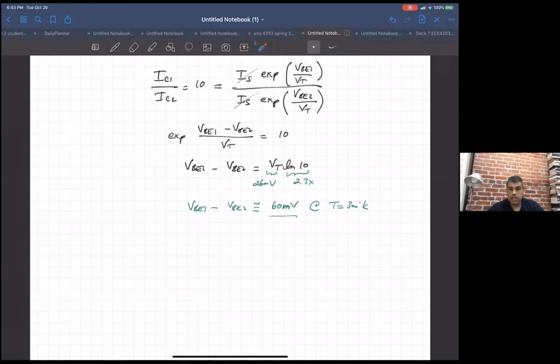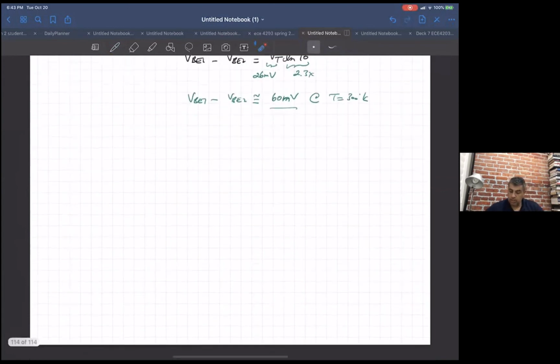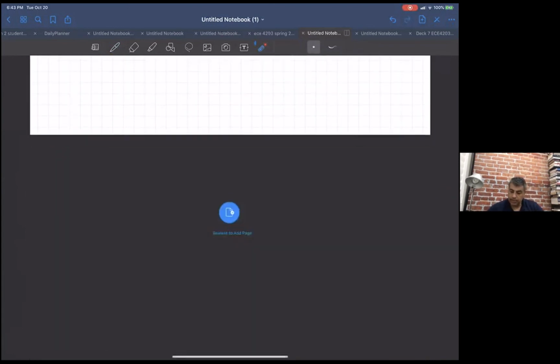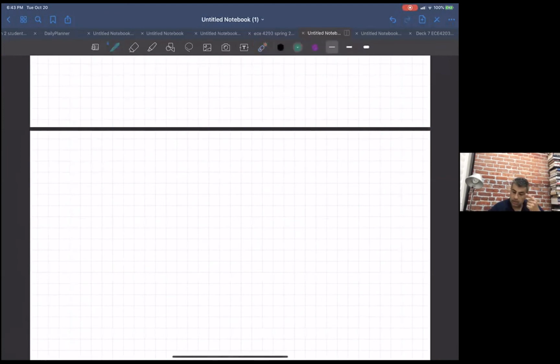And also it tells you what a huge gain you have. I mean, 60 millivolts isn't a whole lot of change in VBE, but it increases your output current by a factor of 10. So it gives you an idea: this is a good device for getting gain or getting a switch. Okay. Let's do another quick example, and then we'll end it there.